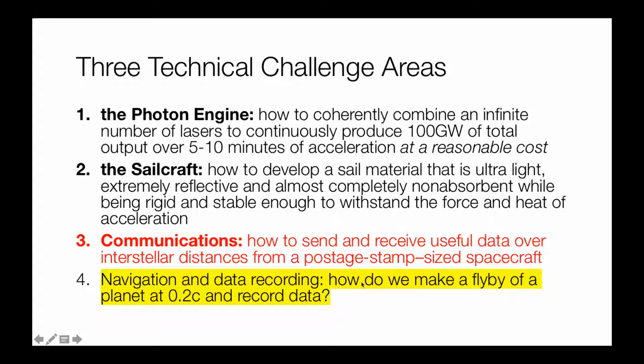How do we design this chip, this tiny low mass spacecraft, to be able to make a flyby at 0.2c of a planet around a star system and actually get near enough to it, so navigate near to it, and then be able to record the data in the first place to send back.